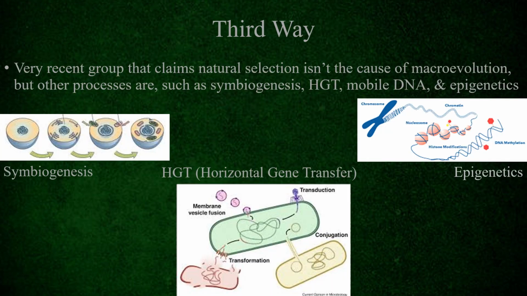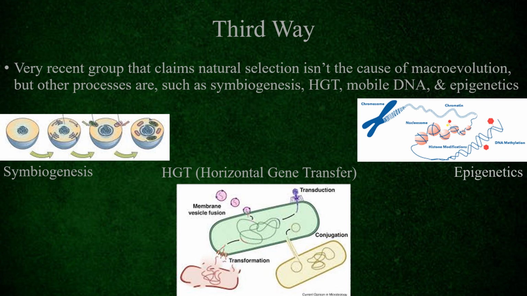Third way evolution is a very recent group that claims natural selection isn't the cause of macroevolution, but other processes are instead, such as symbiogenesis, depicted in the first image. That's where a cell took in other cells and other cellular material, like the mitochondria, what we call organelles, and instead of digesting them after engulfing them, they just became part of it, forming a sort of symbiote.